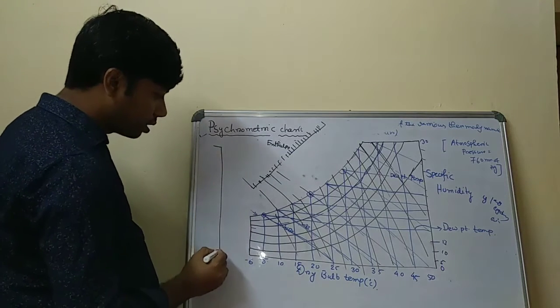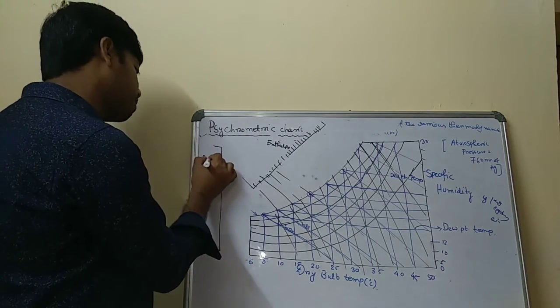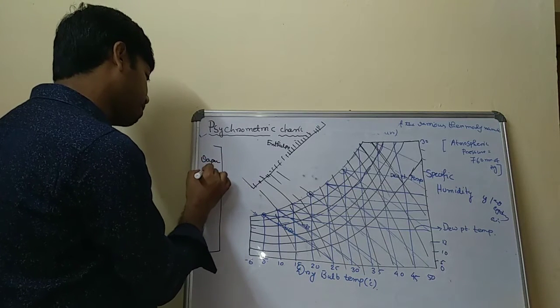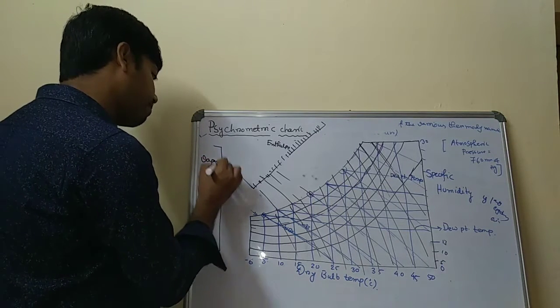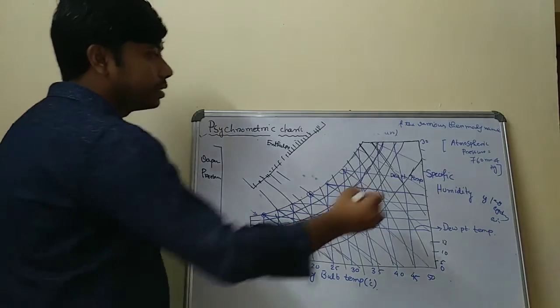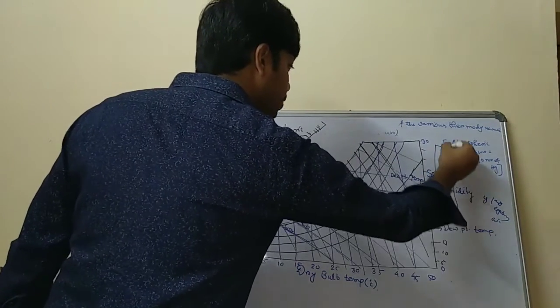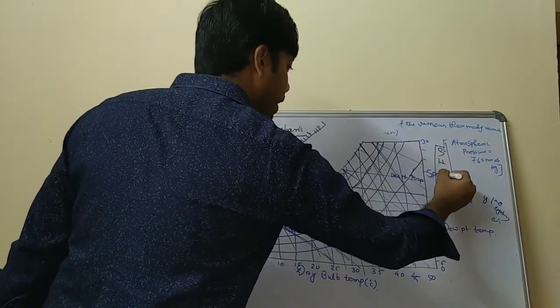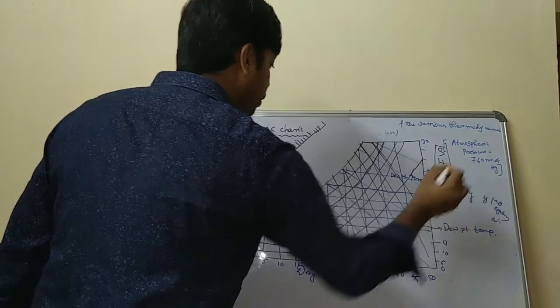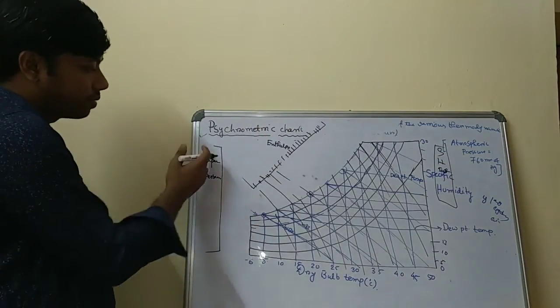Again, in this fashion, this is your vapor pressure line. This is your vapor pressure on the left side of the chart. And in this way, here you can see this is your sensible heat factor up there. Okay, so enthalpy is in this way, and vapor pressure.